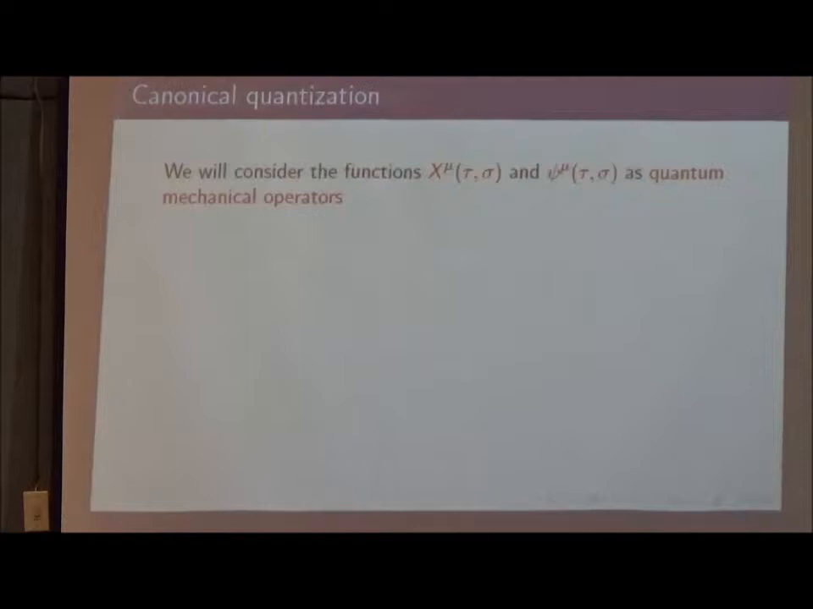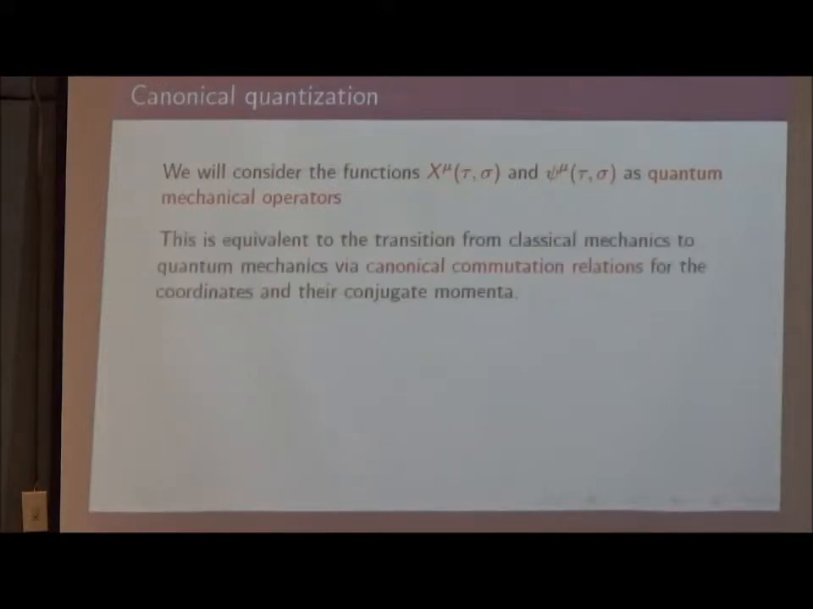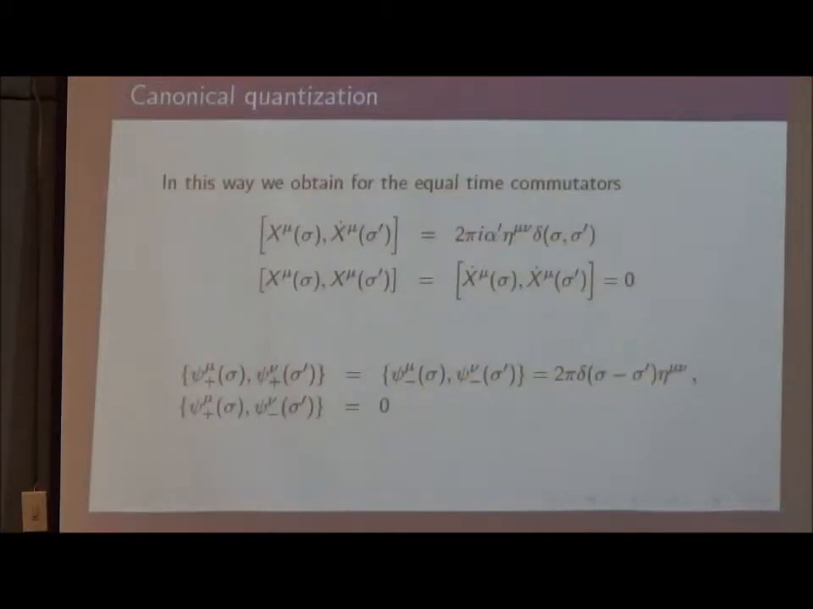So we will do a canonical quantization. Now the fields x mu and psi mu will be promoted to quantum mechanical operators, as one usually does in quantum theory. This is basically what one does in quantum field theory. One promotes the Poisson brackets to commutators, and here the anti-commuting Poisson brackets to anti-commutators, with a convenient factor of i. So we will do the same thing. The classical equal time Poisson brackets are now converted into commutators.